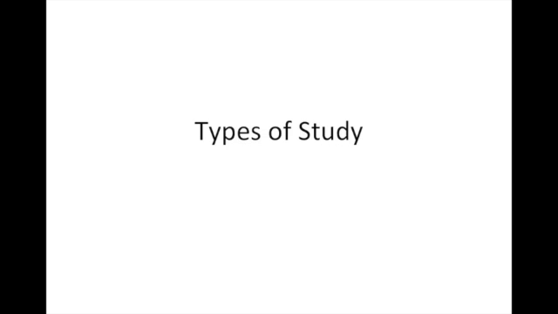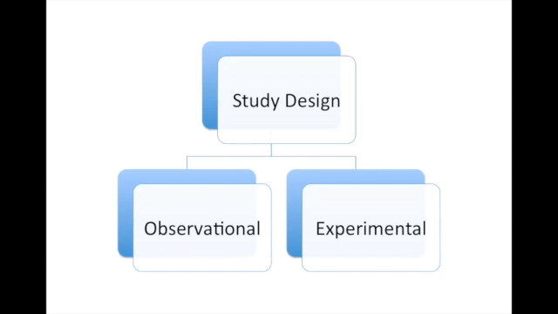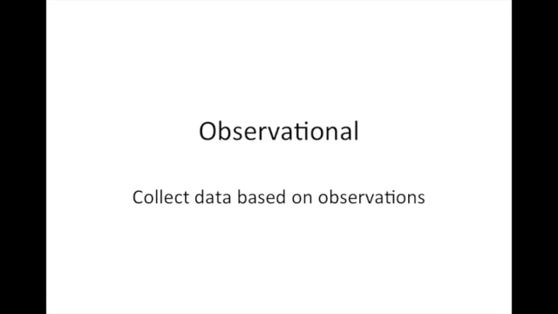Types of study. We can classify studies in very broad terms by distinguishing between observational studies and experimental studies. As is implied by the name, we collect data based on observations in observational studies. So the researcher does not influence subject responses or behaviour in any way. In contrast with experimental studies, the researcher applies a treatment before observing any subject's behaviour or responses.